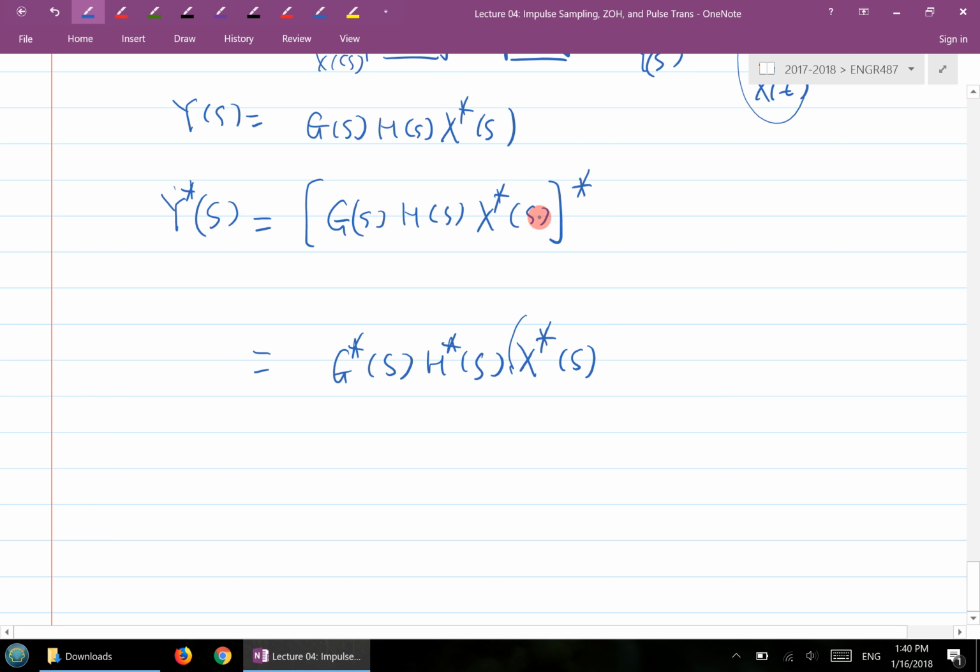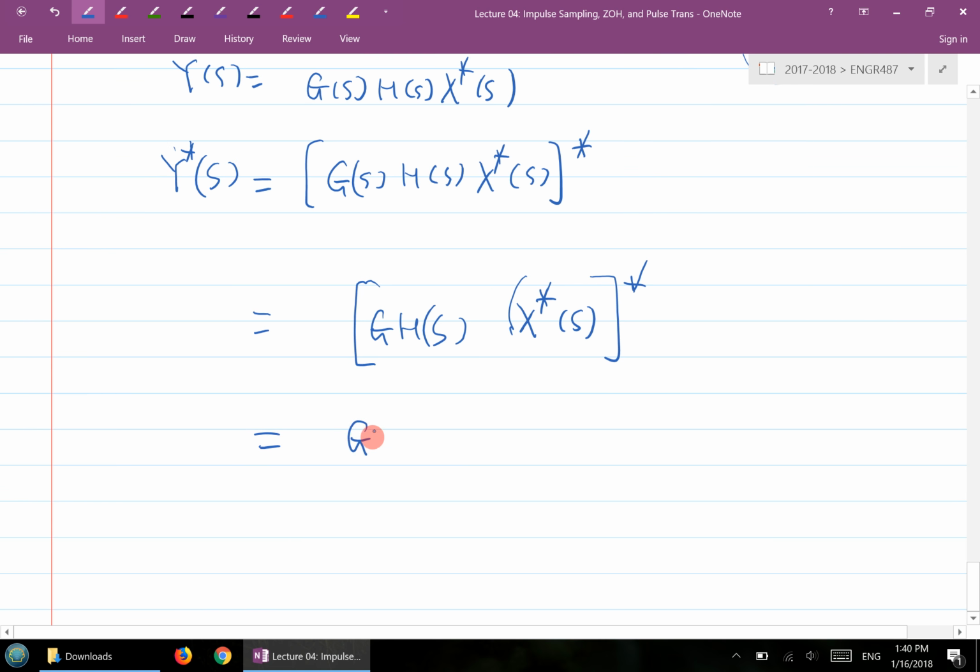When you have an expression inside this big bracket and you're taking the star Laplace transform, what you have to do is multiply these two together first, to make it one single S function. And then you apply the star to this single GH set here. That's your star Laplace transform.